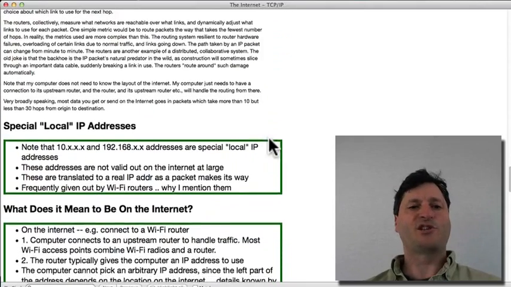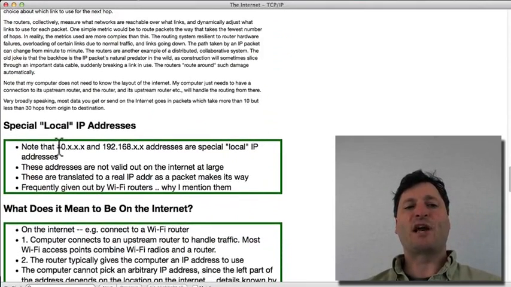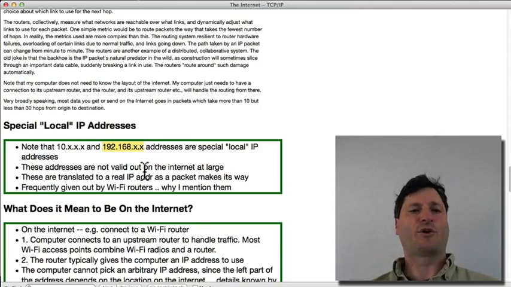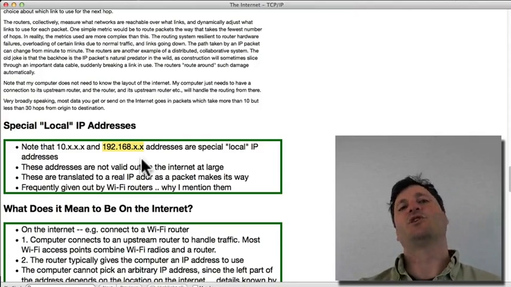This is just sort of a detail, but I should mention there are certain special IP addresses, so 10.x numbers or 192.168.something. Those are special local IP addresses, and they're not valid out on the internet at large. They just sort of work within an organization. And the way it works is that when a packet with a special local address like that is making its way along, hop, hop, hop, it'll get translated to be a real IP address.